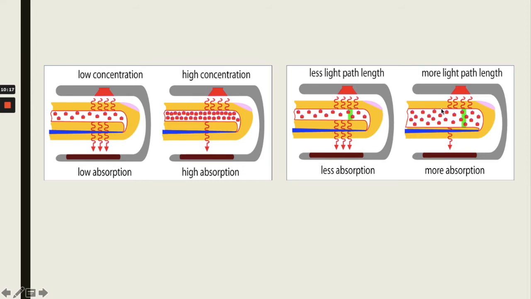Now, with a dilated artery with the same concentration of hemoglobin, there's a longer length for the light to travel. So actually more light is going to be absorbed in the artery because it's wider, it's got a longer path to travel through, and so less light is going to make it to the other side of the pulse oximeter probe.